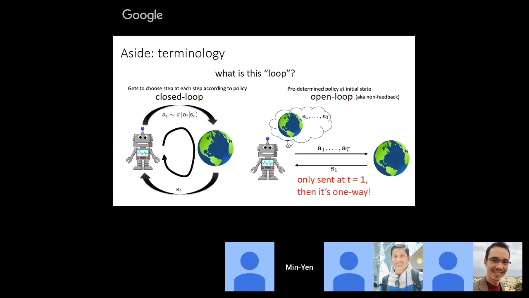So then he goes back to talk about the terminology. There's closed loop and open loop. For closed loop, every time you do something, you get back a state in return. Then you choose your action with respect to this state. Whereas for an open loop system, you get a state at the initial state, then you have to list out all the actions you want to do. In between, you cannot really do anything. So it's called a non-feedback system, in the sense that you don't get the feedback of your actions. You need to predetermine all your policies and just follow through with it. So this is just the terminology.